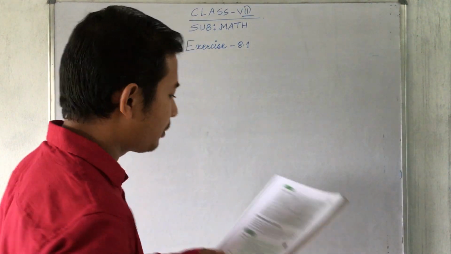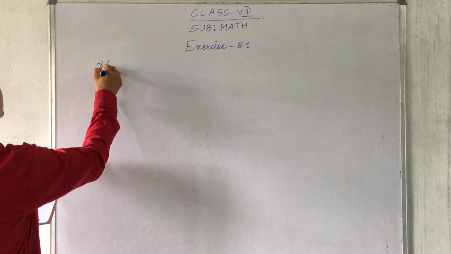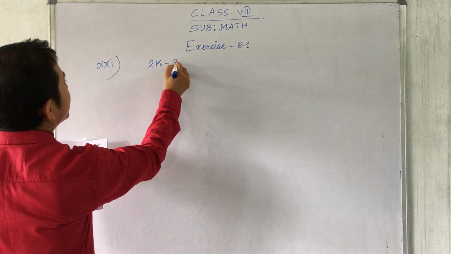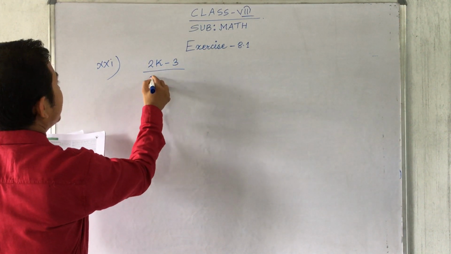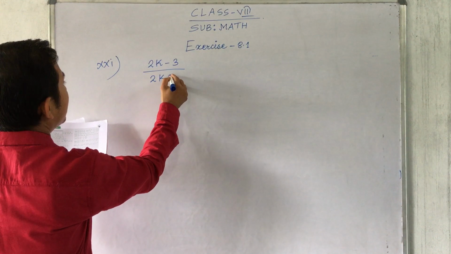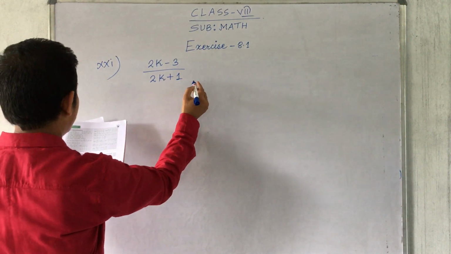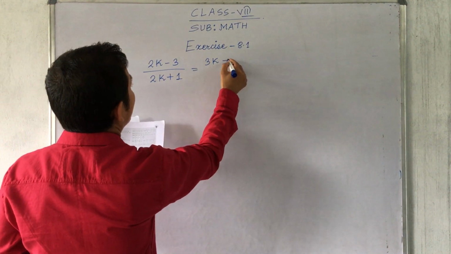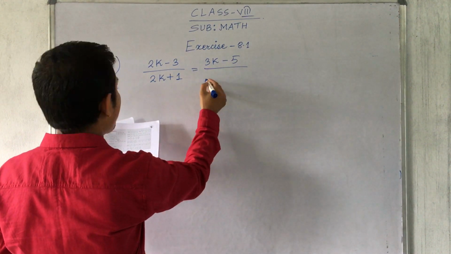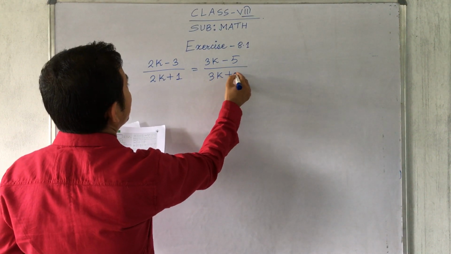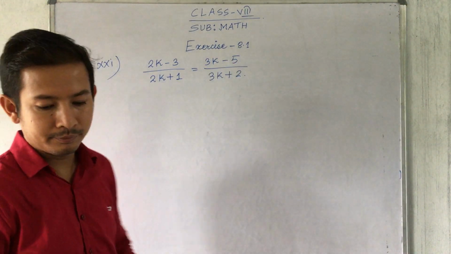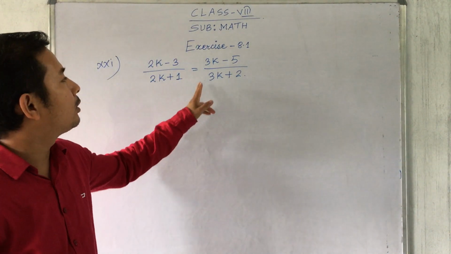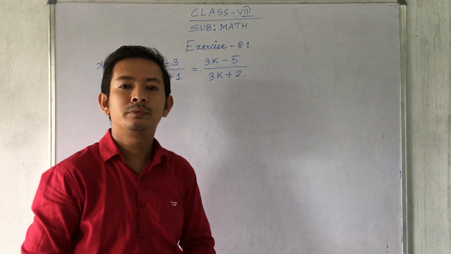Now look at here, question number 21, which is 2k minus 3 by 2k plus 1 equal to 3k minus 5 by 3k plus 2. 2k minus 3 by 2k plus 1 equal to 3k minus 5 by 3k plus 2.